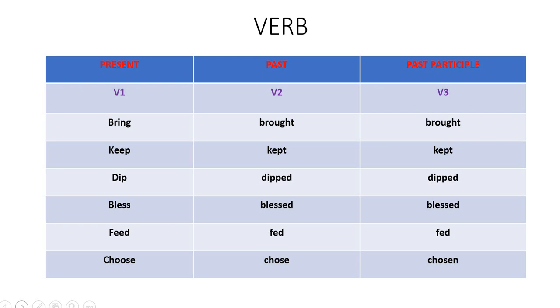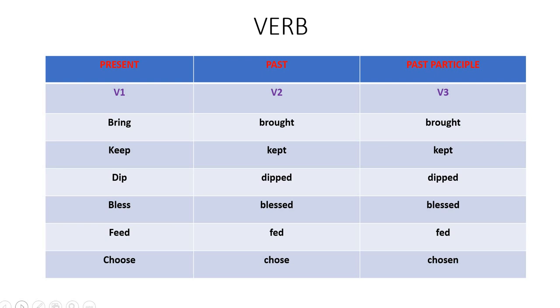Take the word keep. In past tense, it is kept. Past participle, it is kept. Again, it is not following the same pattern. The two forms of the verb are the same here, the V2 and V3. Take the next word, dip. Dip ends with ed for the past tense and past participle. Since it is ending with ed, we can only take it for a regular verb.